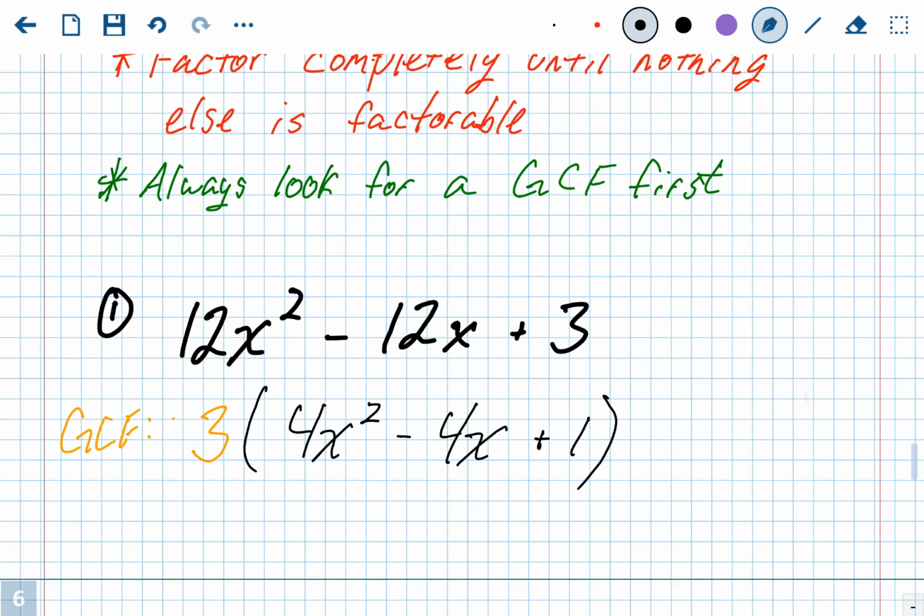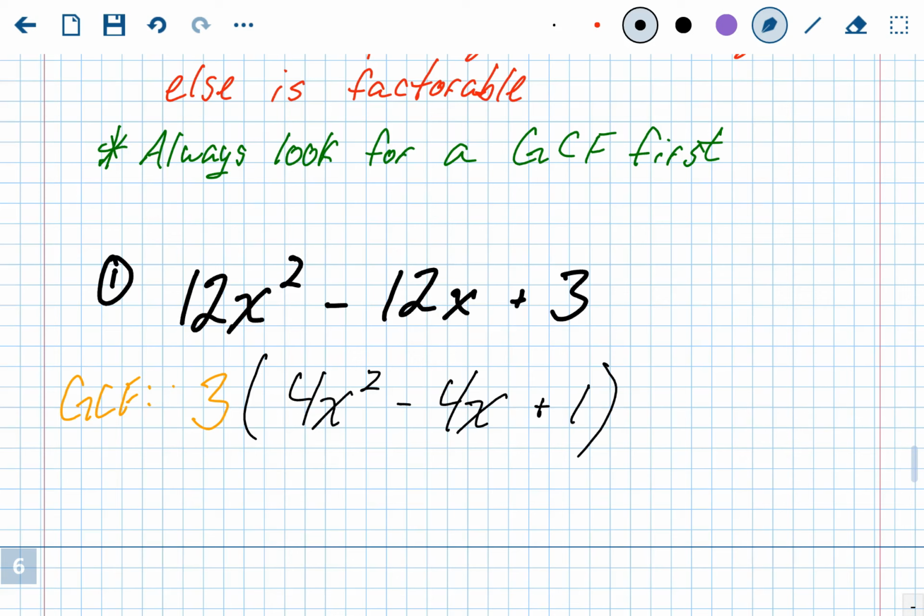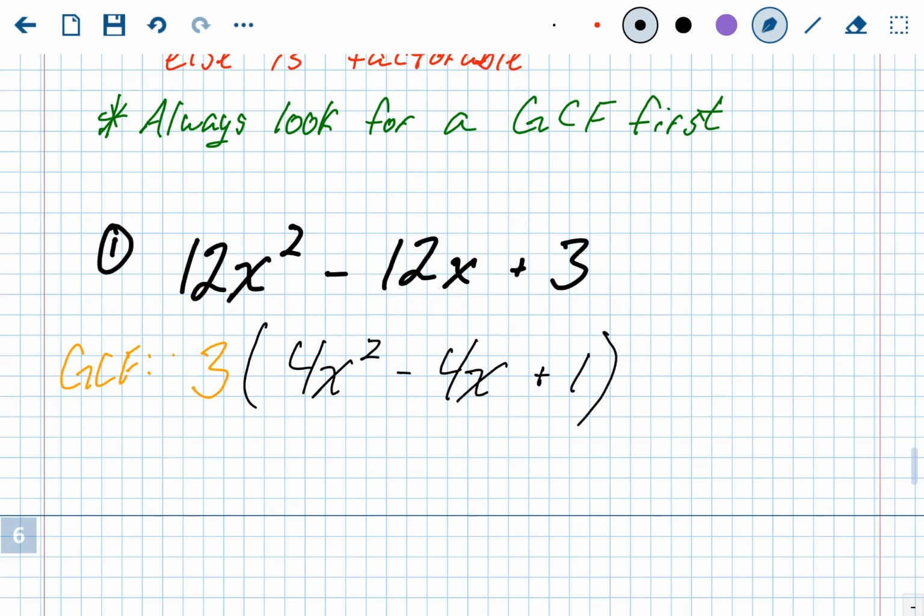All right, so we factored it once, but we want to factor it completely. So we have to check if it's still factorable. And this one is. We can still factor this because 4x squared minus 4x plus 1 is a perfect square trinomial. How do I know it's a perfect square trinomial? Well, the first term is a perfect square.